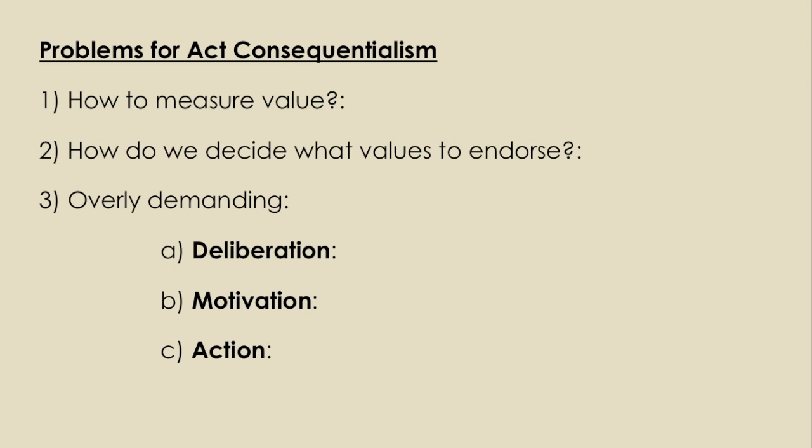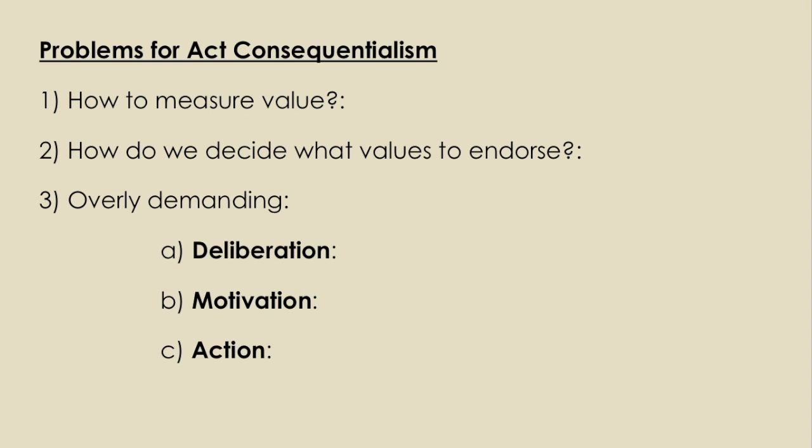Now, what are some problems for act consequentialism? Well, the first problem is how to measure value. And we talked about this a little bit when we looked at hedonism. How exactly do we, A, measure, and B, compare happiness levels? One action that makes one person happy may make another person unhappy, and so on. So we need to figure out some way to measure. Now, I think the act consequentialist or the act utilitarian will say, well, the measurements may not be precise, but nonetheless, we can make some measurements.